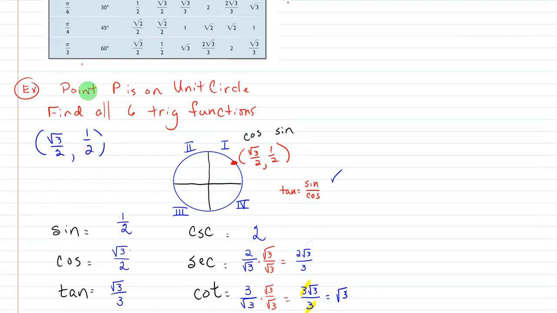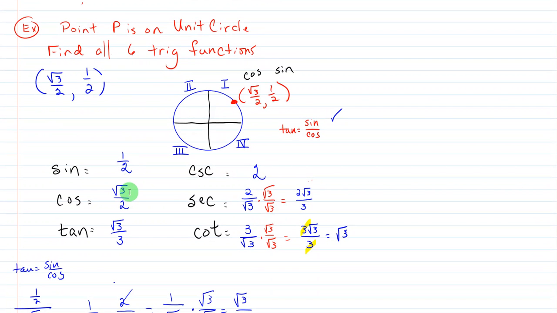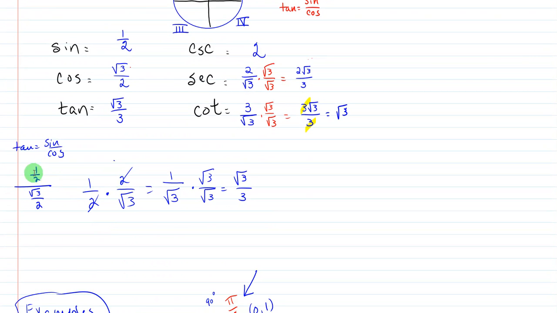And so like this question says, point P is on the unit circle. Find all the trig functions. Well, if I know that this is my coordinate pair, I know cosine's this and sine is that. So I've got those two. Tangent is equal to sine over cosine. So tangent is equal to this. So I can put 1/2 over the square root of 3 over 2.